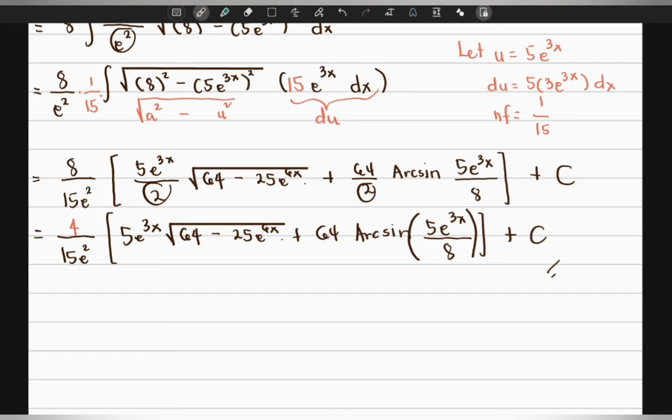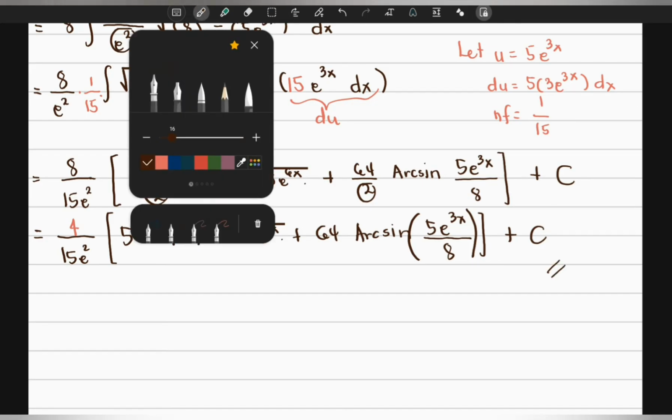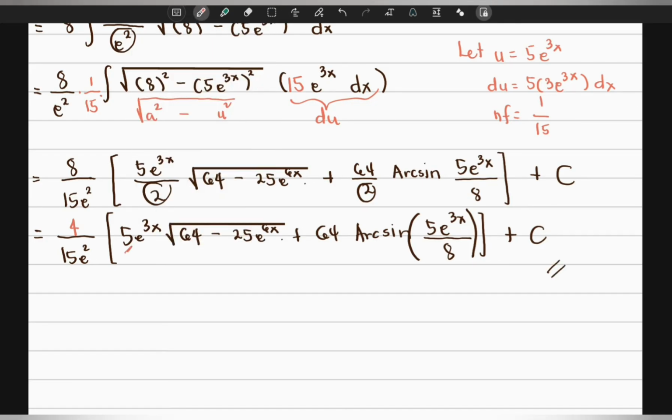Ayan na guys, yung final answer. Itong 5 at saka 15, hindi mo yan pwede ipag-divide or i-multiply, i-simplify dahil meron ka pang 64. Okay? Binomial yun. So, yan na talaga yung final answer. Itong e squared, hindi mo na kailangan ilagay yung value niyan. No need. So, this is the answer.